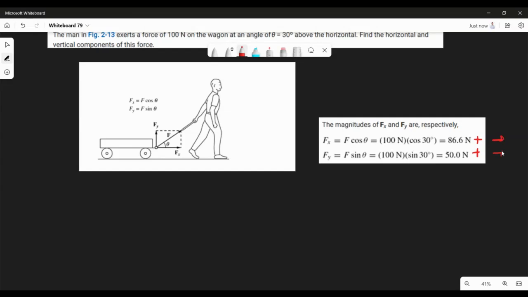So to prove to you that this is a vector, if I say Fx plus Fy, and I add them up, I'll get 136.6 newtons, which is not a total of 100. But if I say F equals, and I find something called the resultant, which I think you're aware of, the square root of Fx squared plus Fy squared, I should get 100 newtons. So as you can see, that's what a vector is essentially about. Is it clear to everyone?